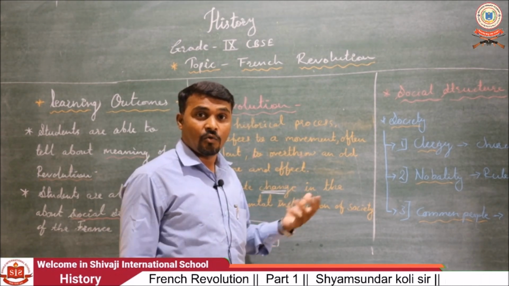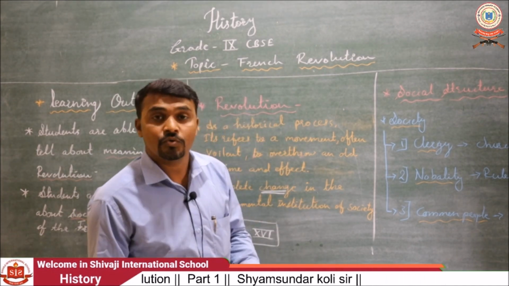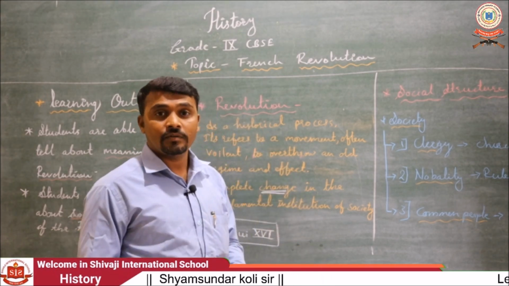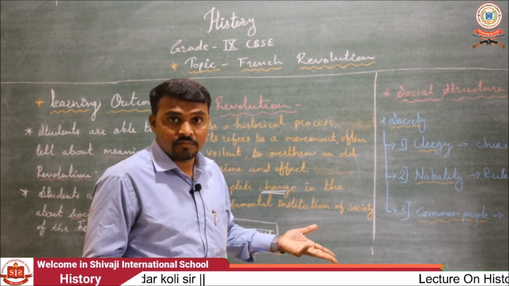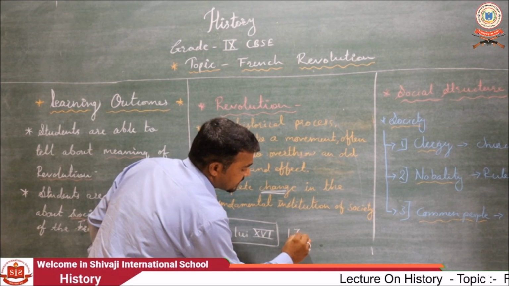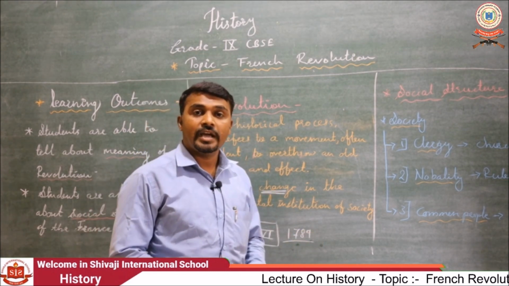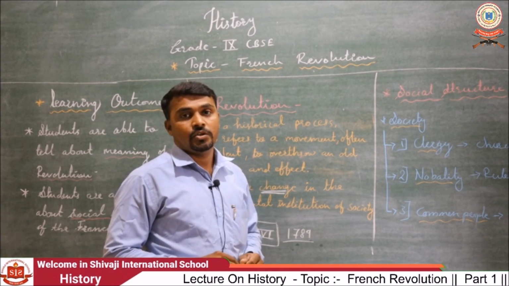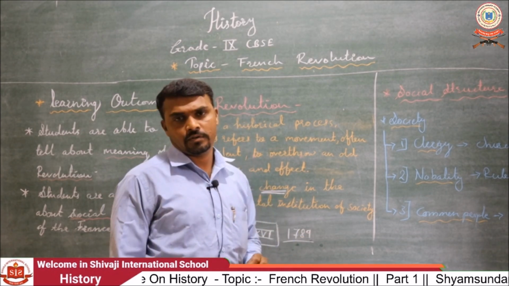Okay, now why did the French Revolution happen? That is also a very important question. Where did it happen? That is also very important. Why, where, and when did it happen? The French Revolution happened, do you know, in 1789, 14th of April. So this date, or this year, is very important.